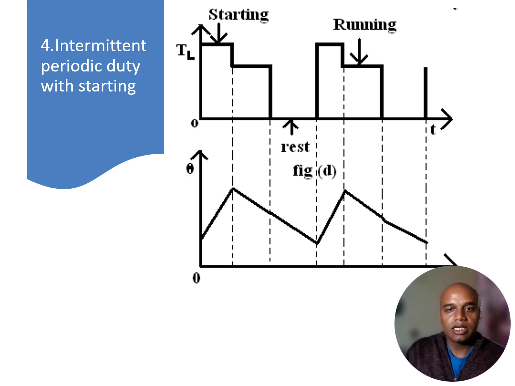The fourth kind of duty cycle is the intermittent periodic duty cycle with starting. So here, let's say the load has started and it requires a high starting torque. Compared to the other torque requirements by the load, the load requires more starting torque here.